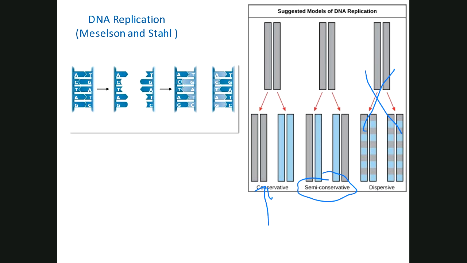If you split the ladder in half, remember the bases are sticking out, and then you just fill in the other side of the ladder to fit with Chargaff's rule, you're probably going to minimize your chance of making mistakes, right? What do you think about that? Does that make sense?